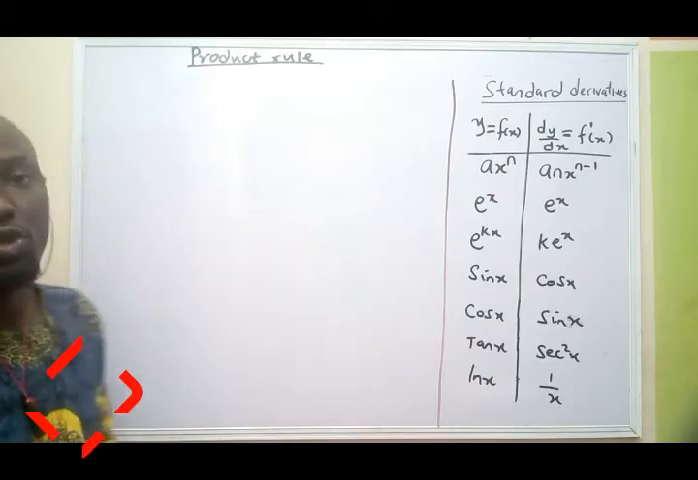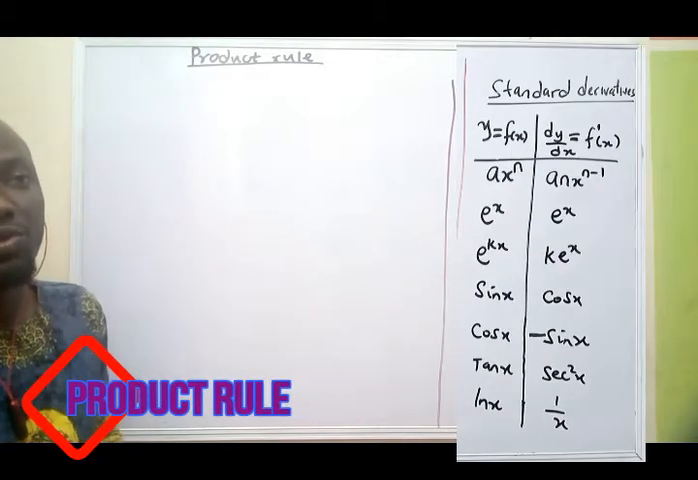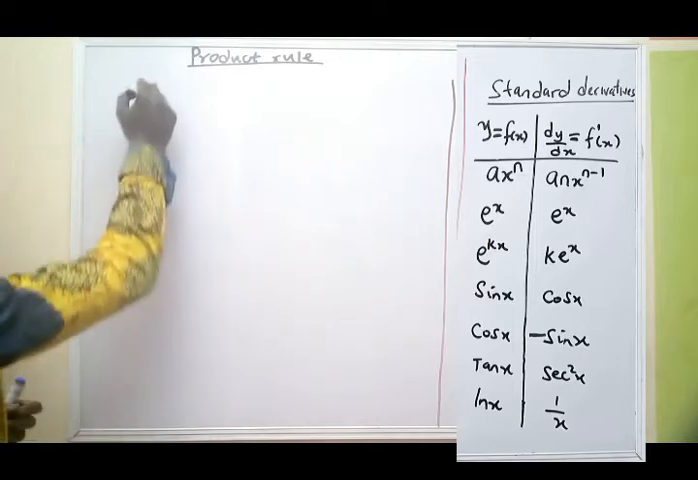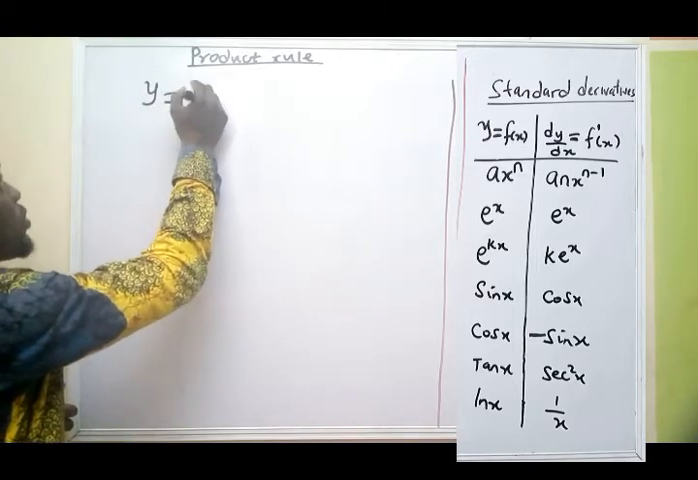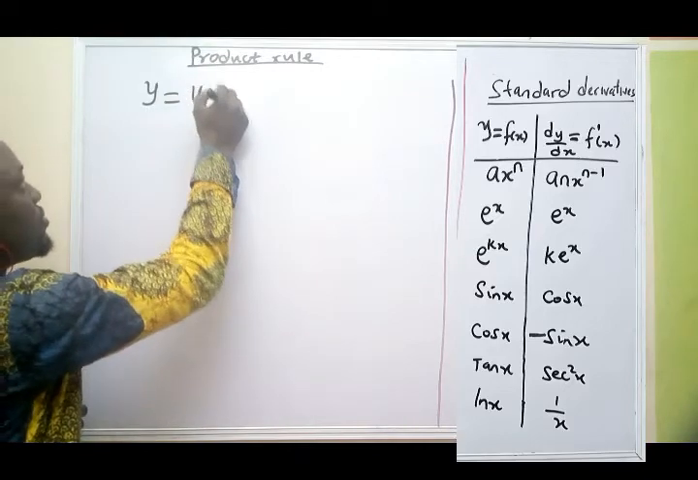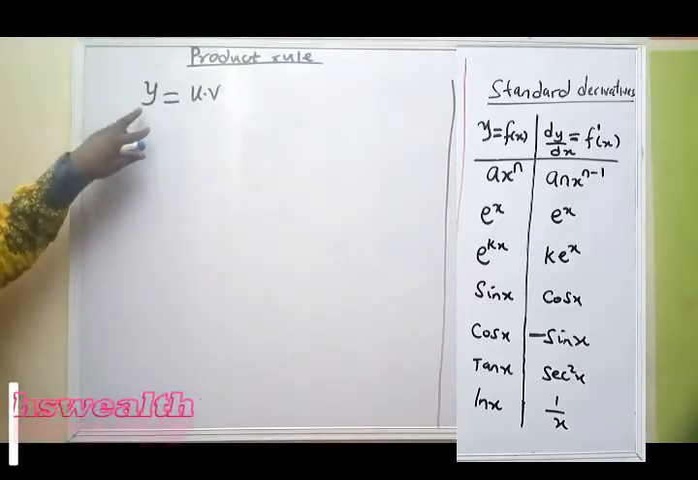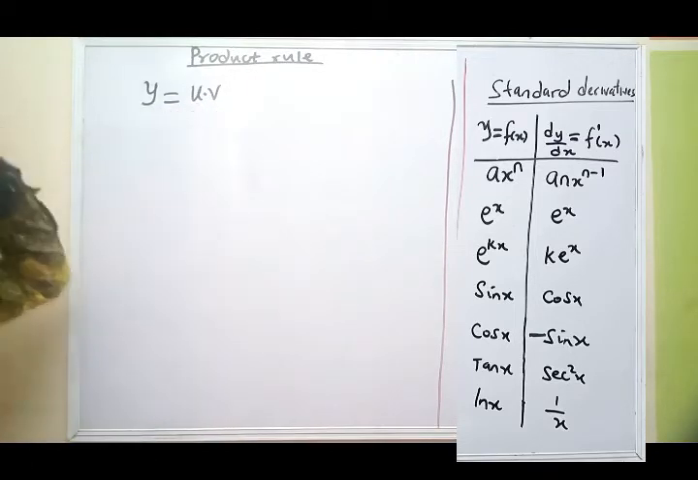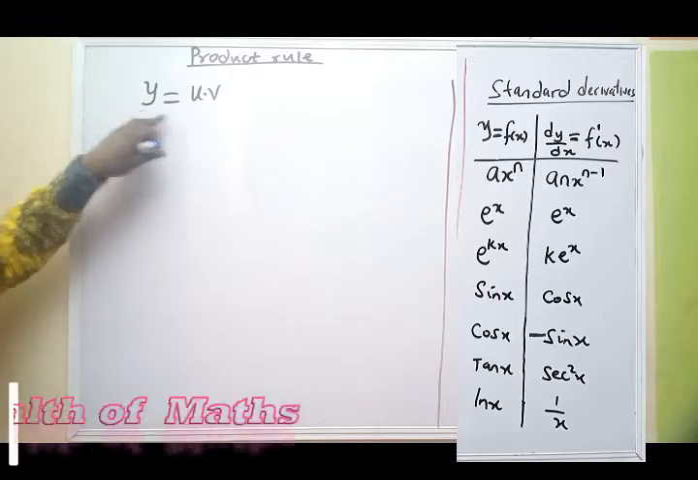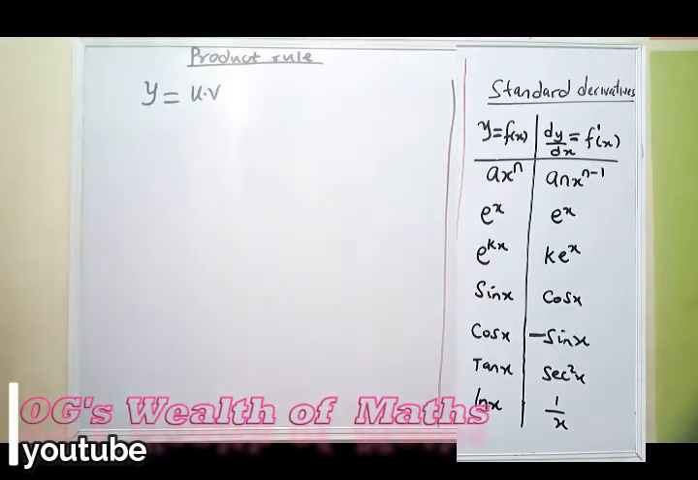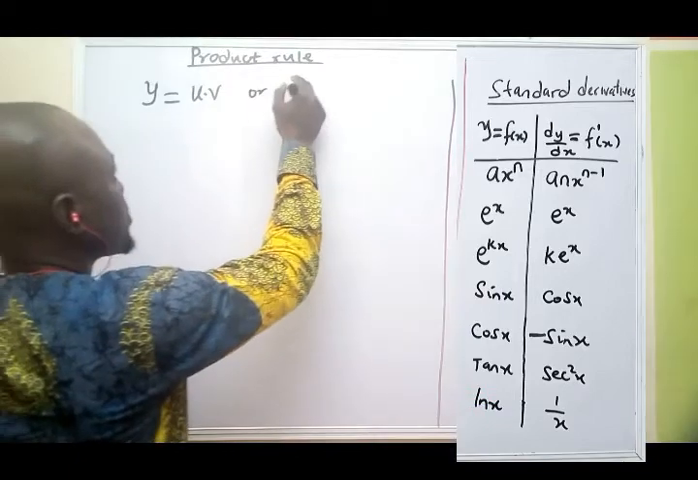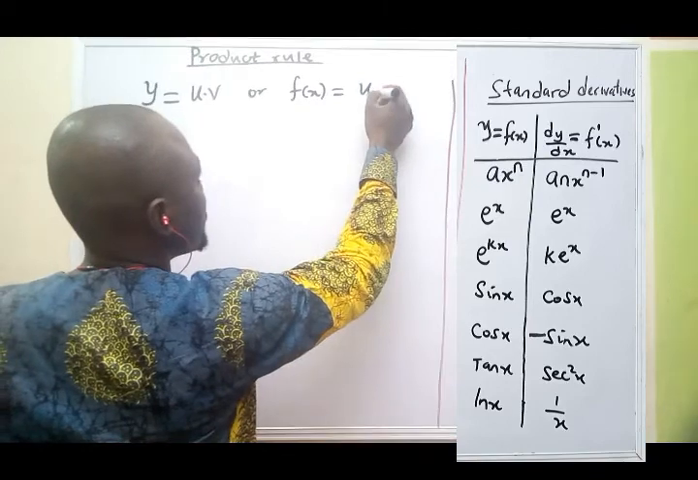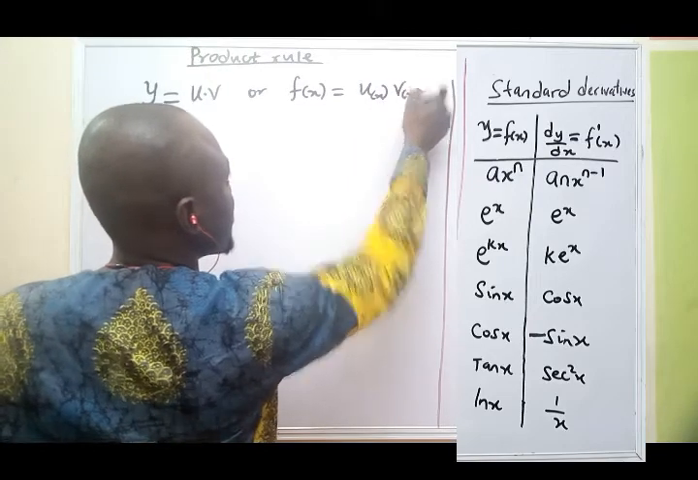We'll be looking at the product rule. Now, in the product rule, you have two functions in the form of a product. For instance, if I have y equals u dot v, you can see I have two functions in terms of product, u and v. Now, if I want to find the derivative, it can be like this, or the question can be f of x equals u of x times v of x.